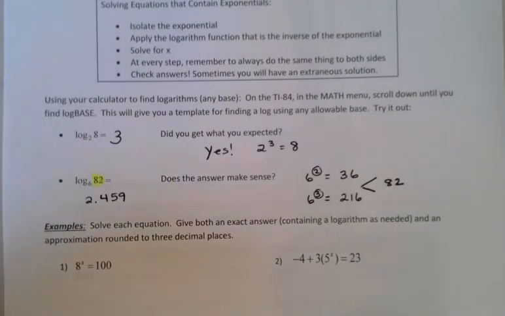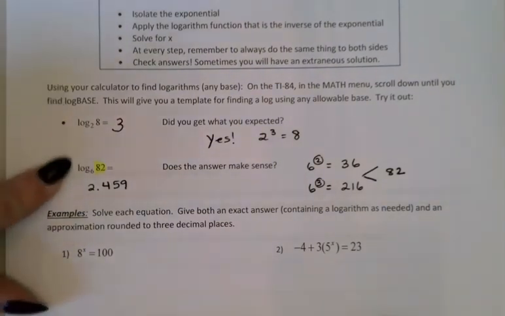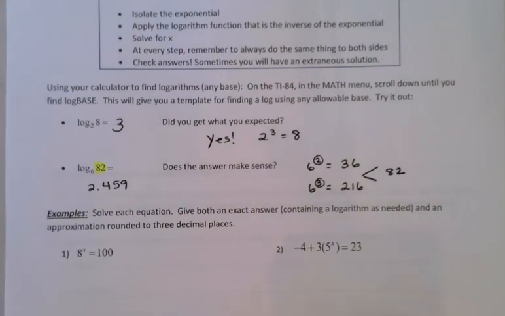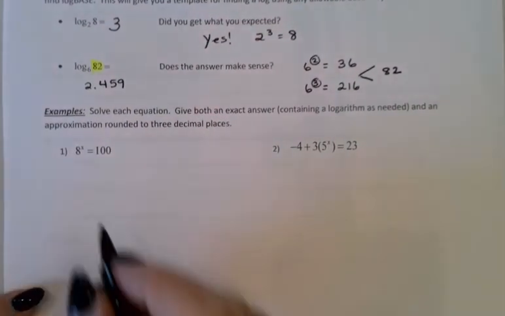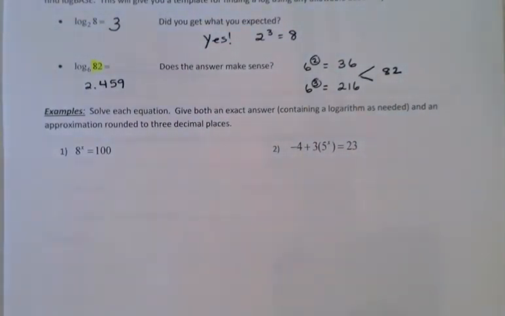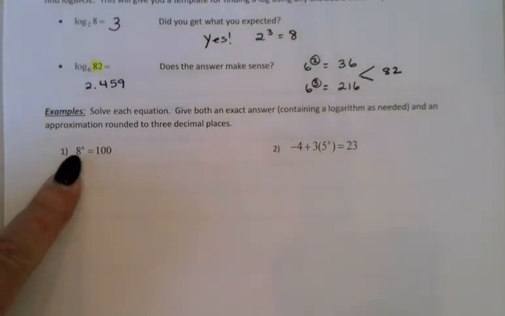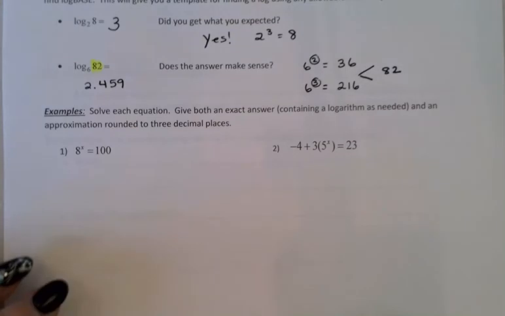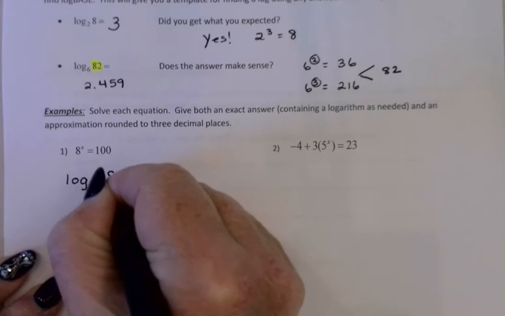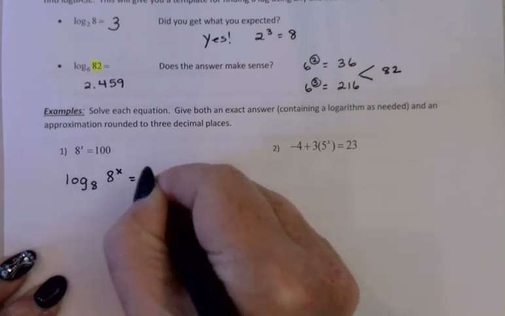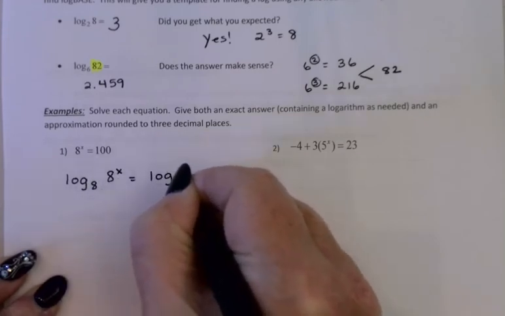All right, so let's follow our process now for solving equations with exponentials, keeping in mind that when we need a log base, whatever, we'll use the calculator to get it. First of all, I have 8 to the x equals 100. 8 to the x is my exponential, and it's already isolated. So I'm going to apply the inverse function, which would be the log base 8. I have to do that on both sides.